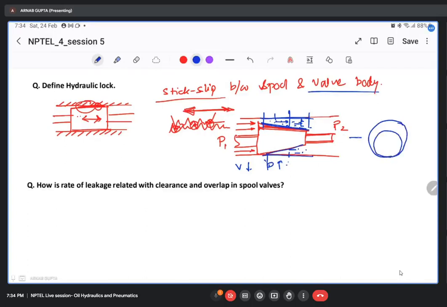If you look at the front view, the transverse forces are significantly high, and as a result this particular phenomenon becomes more pronounced, and this tends to lock on the surface. Like this, the sliding motion is getting hindered due to this locking, and obviously the frictional forces also become significantly higher, and hence we call it hydraulic lock.